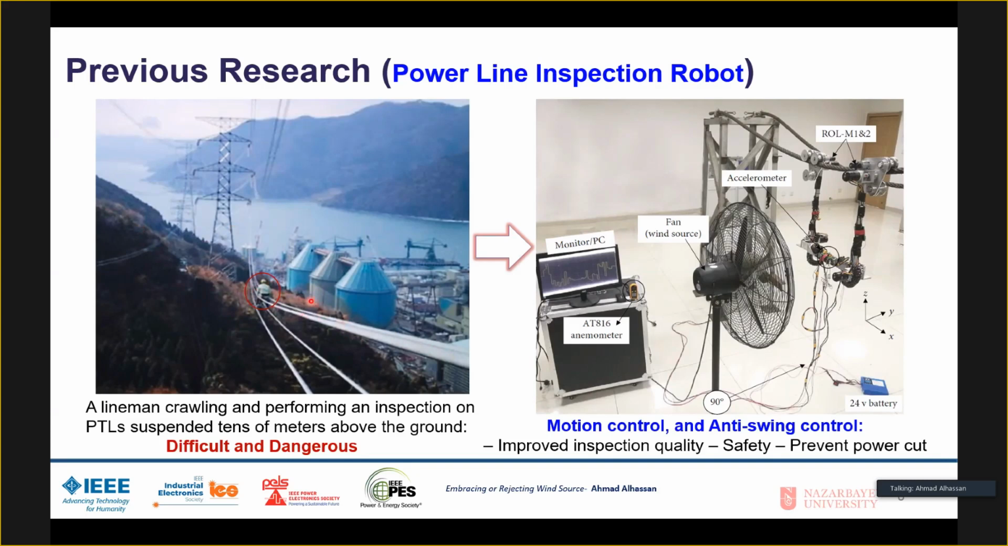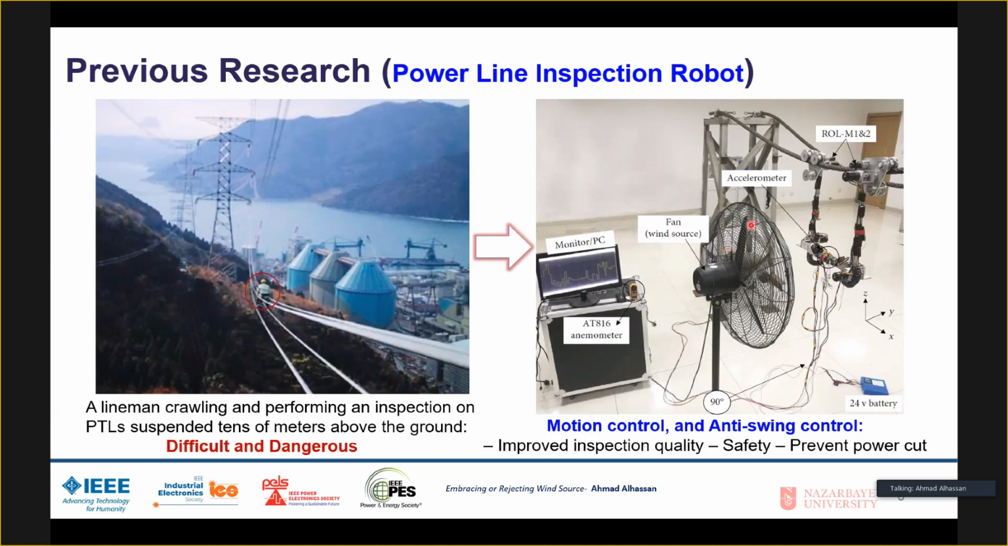However, to have this, we have issues with wind, because these power lines are highly above the ground and they can be affected by wind. So in this part of the research, we try to avoid the wind. We want to do something which will reject the wind, unlike in other places where we will embrace it, where we can use the wind.